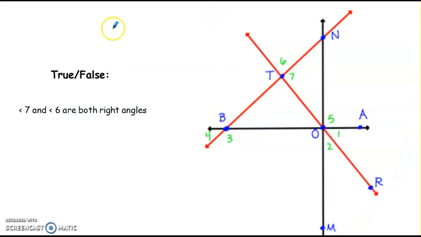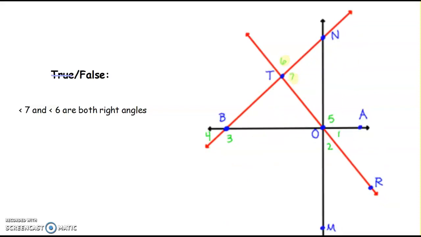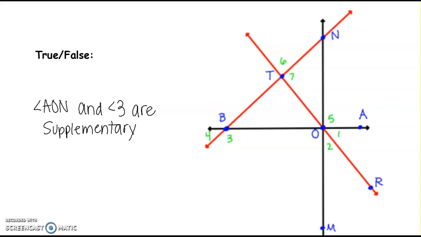All right, the next one here, I guess they're not really numbered. True or false? Angle 7 and angle 6 are both right angles. Angle 7 is right here. Angle 6 is right here. Are they right angles? True. They are. If you remember back to that initial statement, it said that my red lines were exactly perpendicular, which we know the definition makes these all 4 right angles. So 6 and 7 are both definitely right angles.